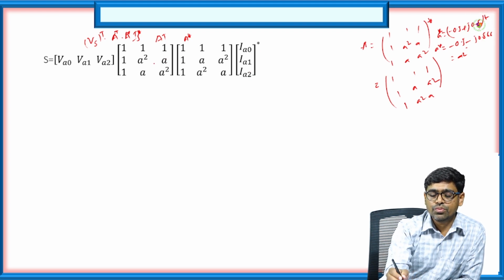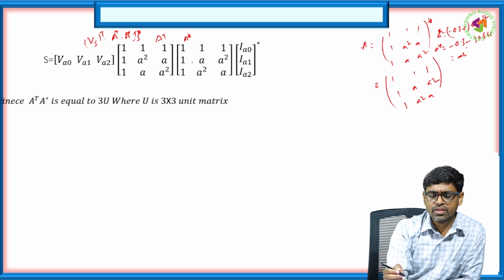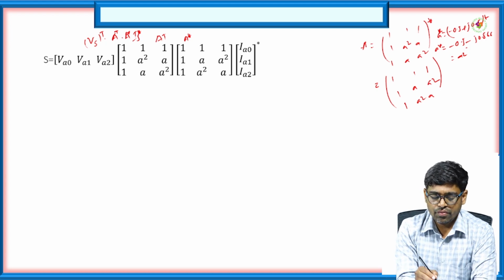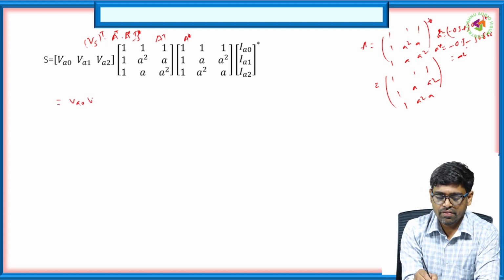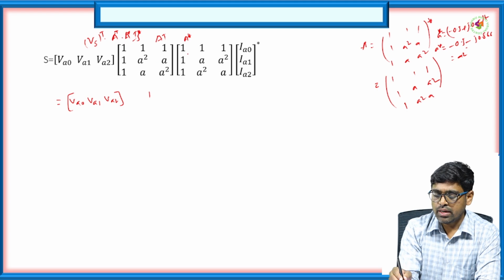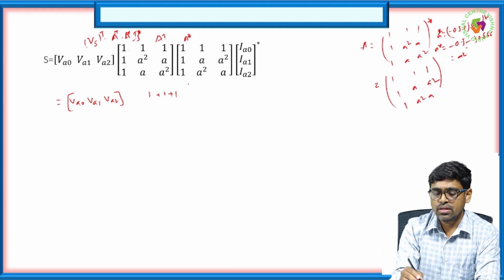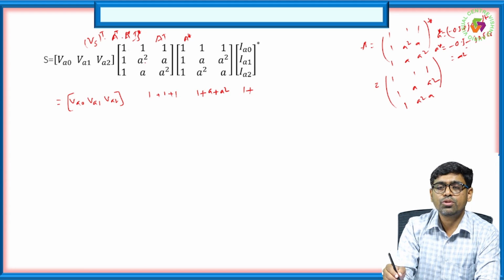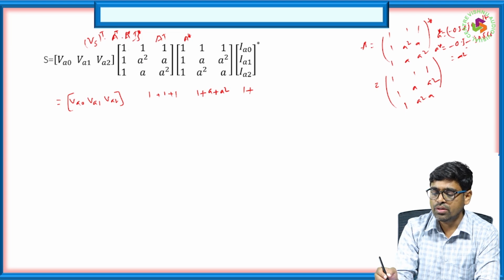Now we can multiply these two. If you multiply these two equations, you get this relation as Va0, Va1, Va2 into the first row: 1 into 1, 1 plus 1 into 1, 1 into 1, right? And 1 into 1, 1 plus 1 into A plus 1 into A square. Multiplying A transpose and A conjugate, we get 1 plus A square plus A.